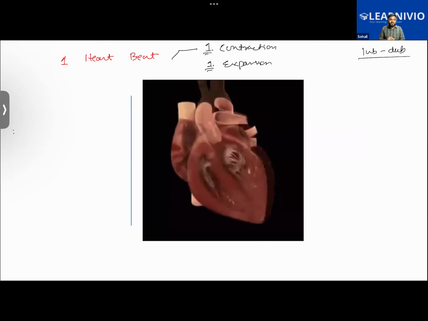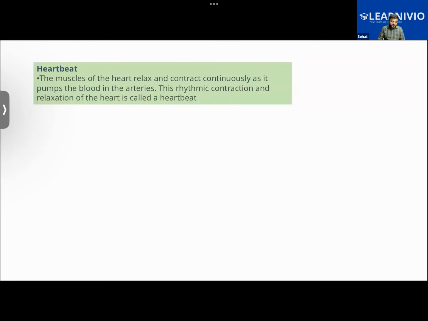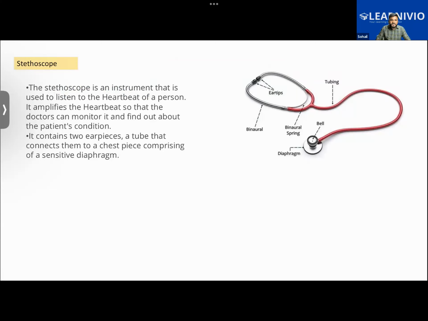After this, we'll be talking about blood pressure also. But before that, all of you have a look at this image. That is a stethoscope. You guys know about this, yeah? What is the use of a stethoscope? To check the heartbeat, you guys are saying. But more specifically, this stethoscope is used to examine the physical condition of a person by listening to the sounds generated inside the heart, the lungs, and the intestines as well.